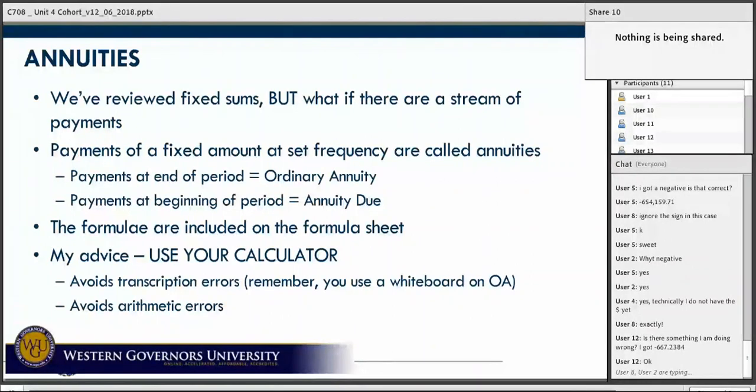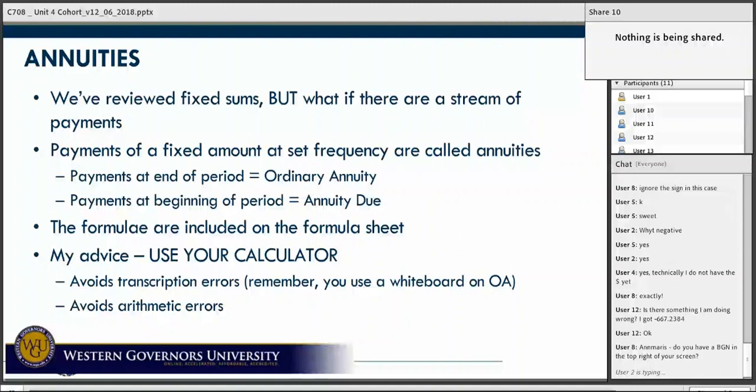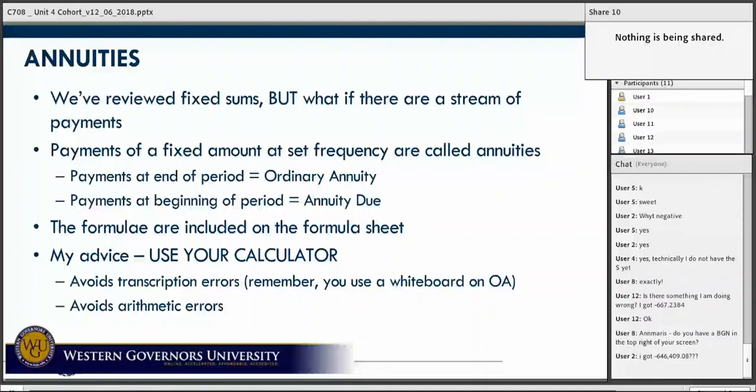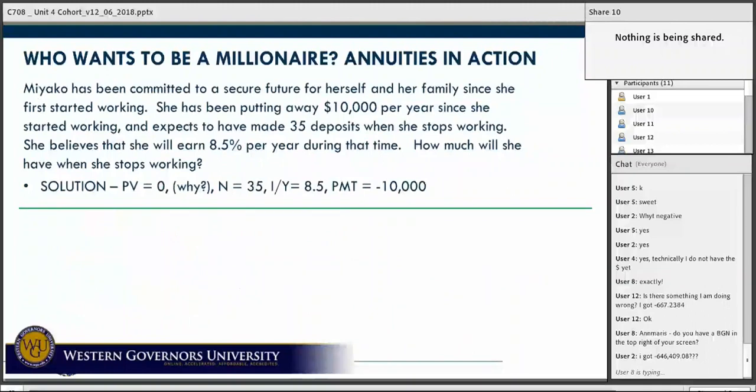Okay, so let's talk about annuities. We've reviewed fixed sums, but there's also streams of payments. If there's a fixed amount paid at a set frequency, it's an annuity. If it's paid at the end of the period, it's an ordinary annuity. And if it's at the beginning of a period, it's an annuity due. These formulas are included on your formula sheet, but I don't advise you to use the formula. I advise you to use your calculator. It avoids transcription errors. Remember, you're using a whiteboard, so if you have to write all this stuff down, it'll take a really long time. And it avoids arithmetic errors.